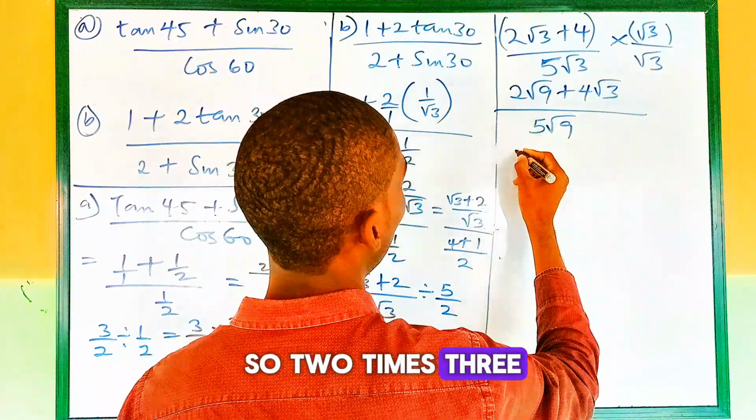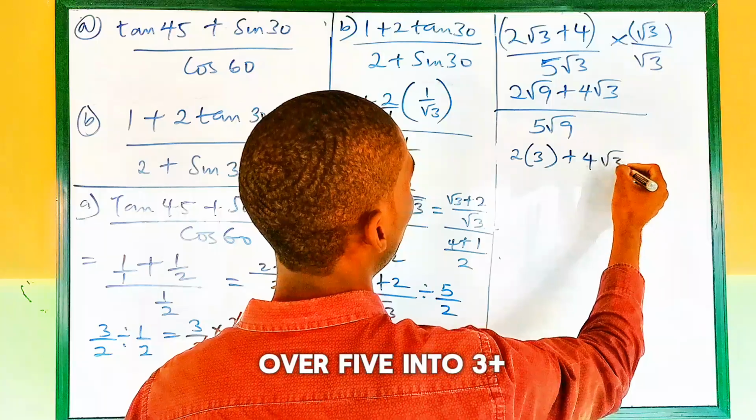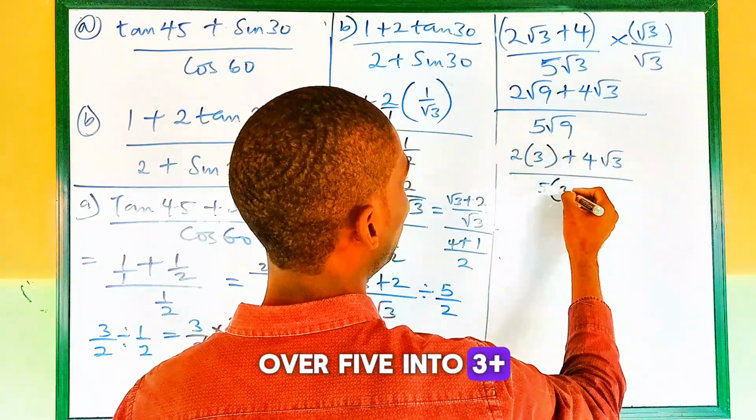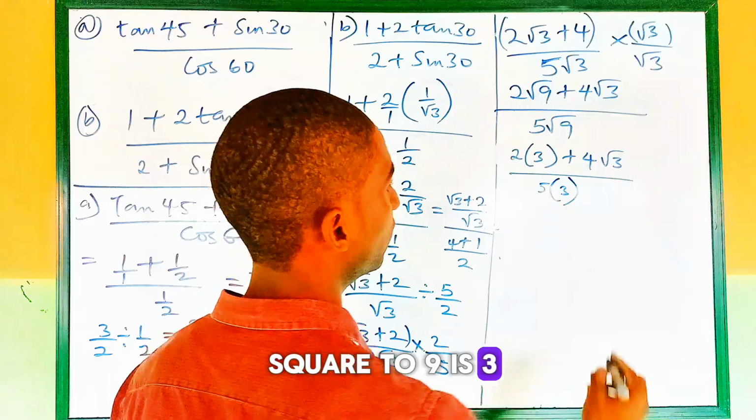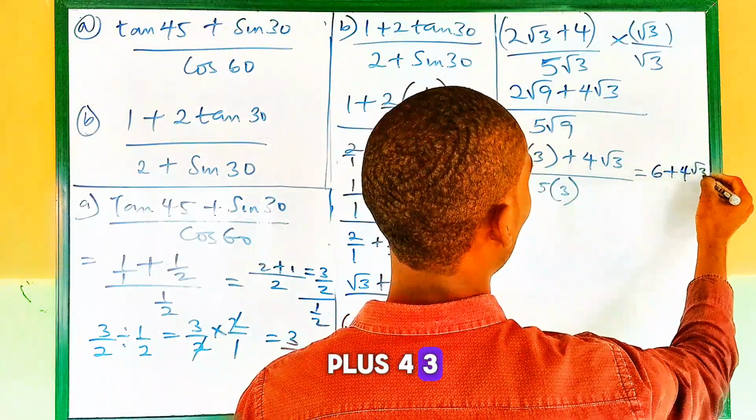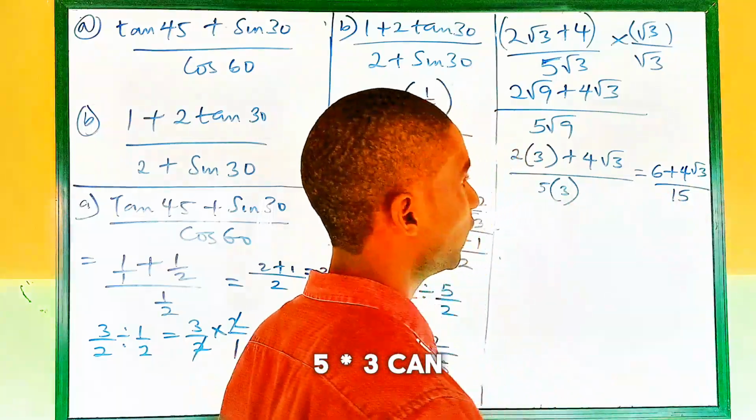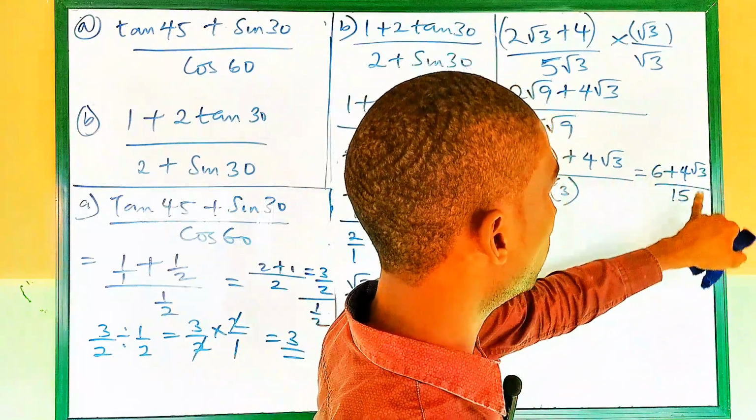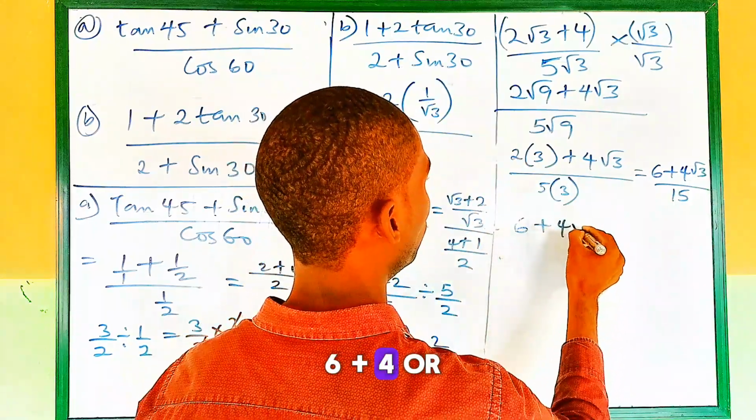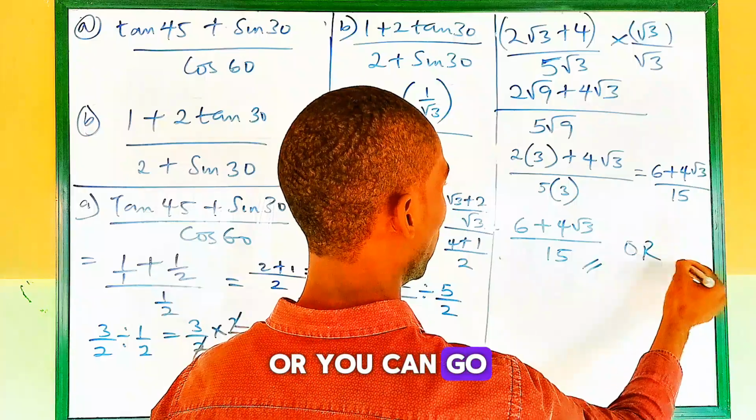So 2 times 3, we have 2 into 3 plus 4 root 3 over 5 into 3, because square root of 9 is 3. So you have 6 plus 4 root 3 over 15. 5 times 3 is 15. Can anything go in both? You can either leave your answer like this, 6 plus 4 root 3 over 15, or you can go ahead.